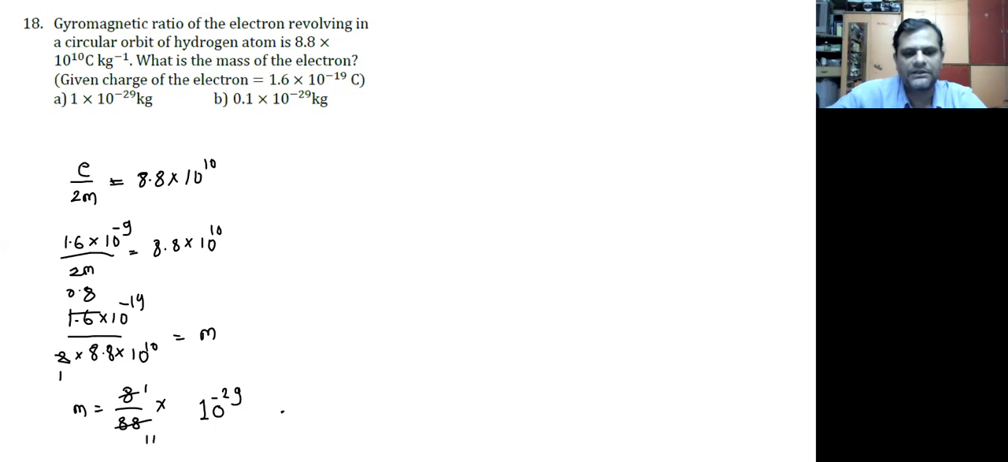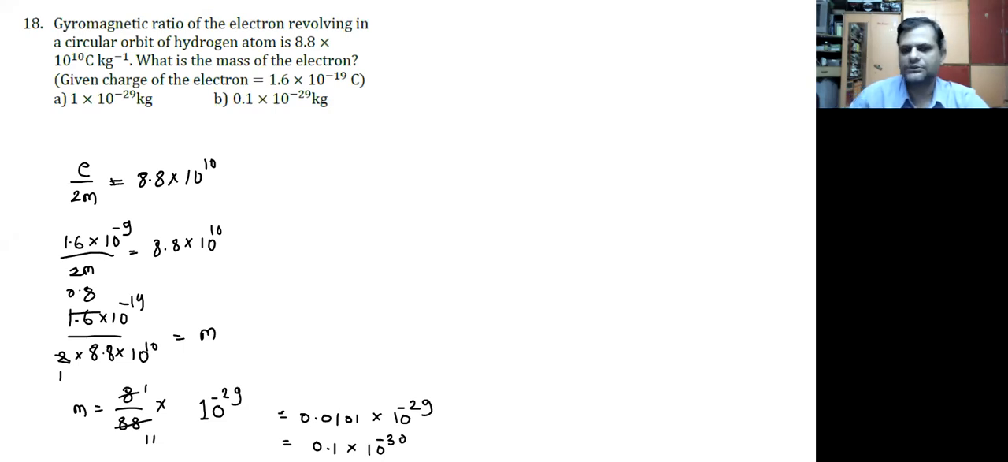So 1 upon 11 stands for, yes, 1 upon 11 means 0.0101, and that will be into 10 raised to minus 29 here, which can also be written as 0.1 into 10 raised to minus 30 actually.